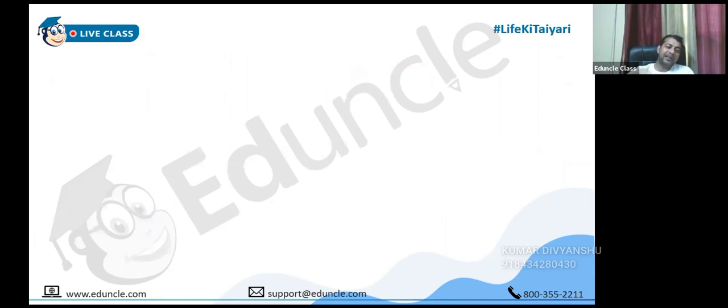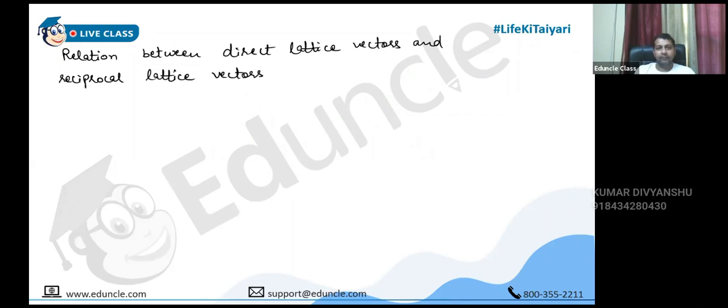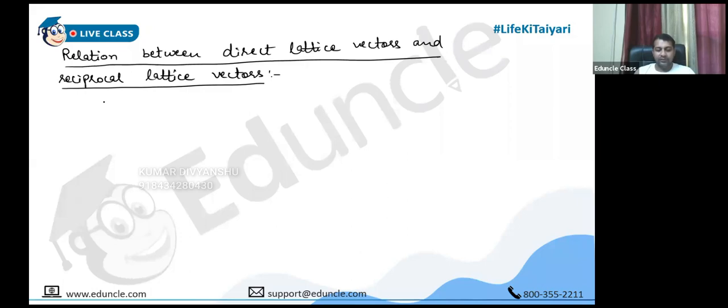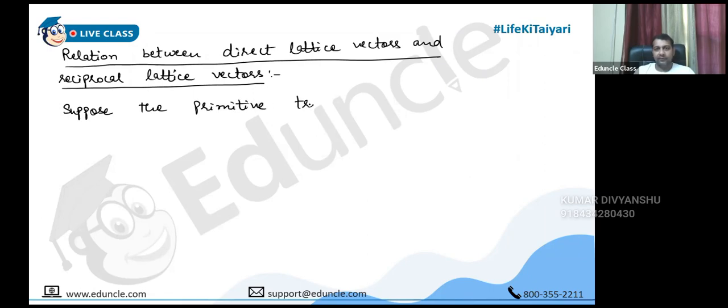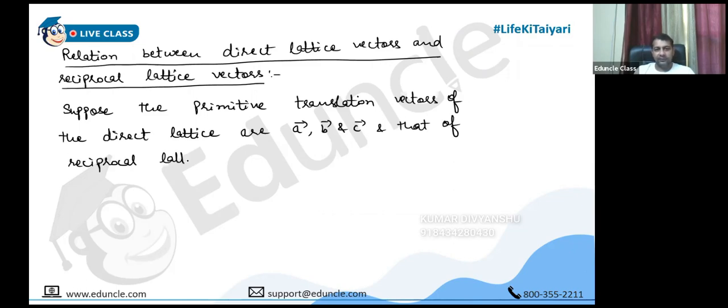Now, there is a relation between reciprocal lattice vectors and direct lattice vectors. Suppose the primitive translational vectors of the direct lattice are a, b, and c, and that of the reciprocal lattice are a star, b star, and c star, or you can represent them by capital A, B, C.